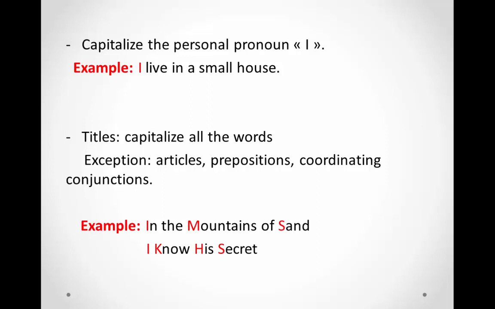As for titles, we capitalize all the words except articles, prepositions, and coordinating conjunctions. For example, In the Mountains of Sand, we capitalize In, Mountains and Sand. I Know His Secret. Here we don't have any articles or prepositions, so we capitalize all the words.